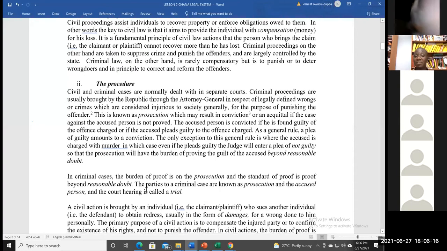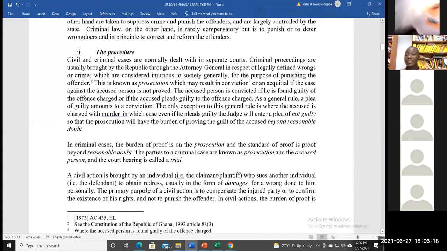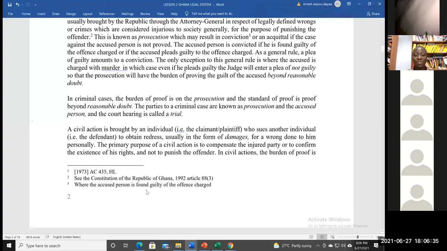may sometimes even make what they call the submission of no case. That is to say that after the prosecution has finished proving his guilt, the accused person may say that, well, due to XYZ, the prosecution has not made any case of guilt against me. So he will make a submission as it were, and so on.